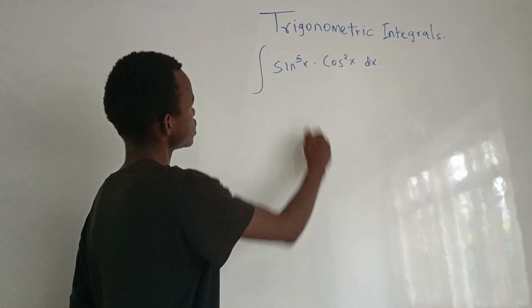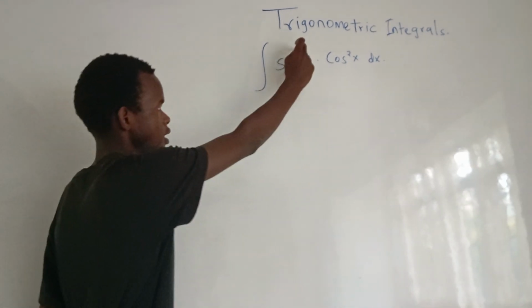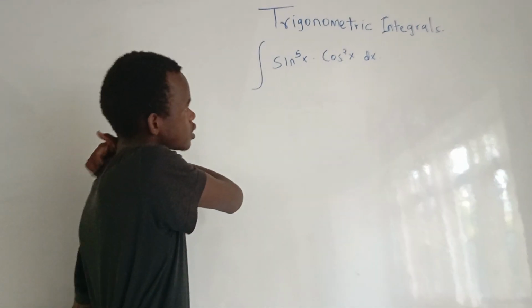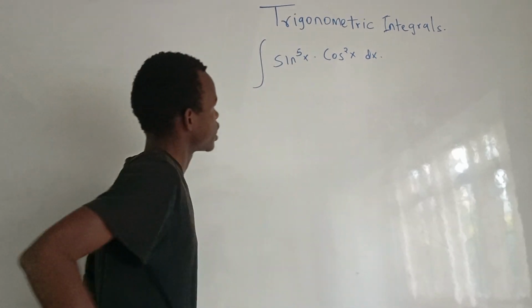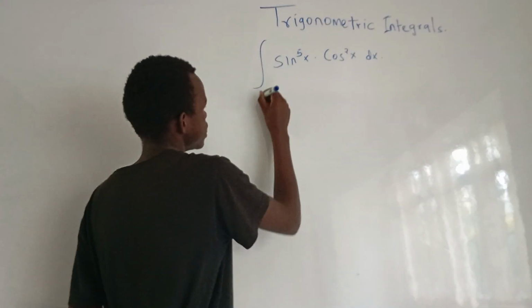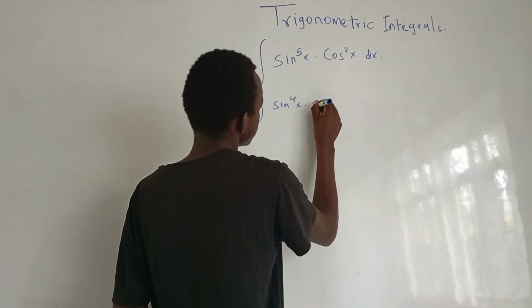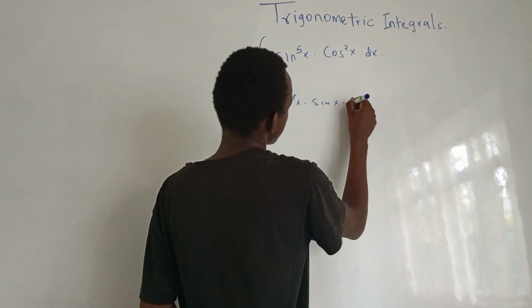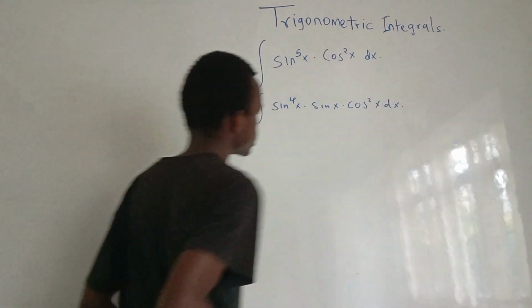We look, this is the odd power, this is an even power. So automatically we usually separate the odd power. Okay? So the first step is to separate an odd power, make it to be an even power. So I'll get the integral of sine to the 4th of x multiplied by sine of x multiplied by cos squared of x dx. So that's the first procedure.